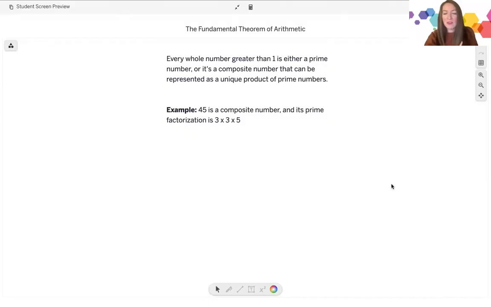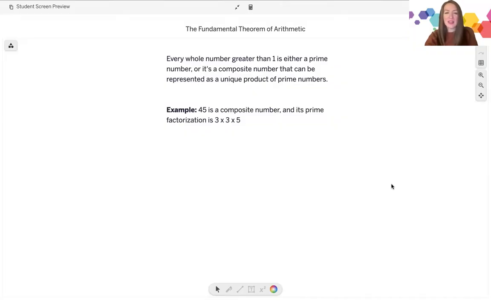Okay, in this video, we are going to be talking about prime factorizations of whole numbers. But first, we're going to introduce the fundamental theorem of arithmetic, which is a theorem that is proven and is foundational to our work with prime numbers and prime factorizations.